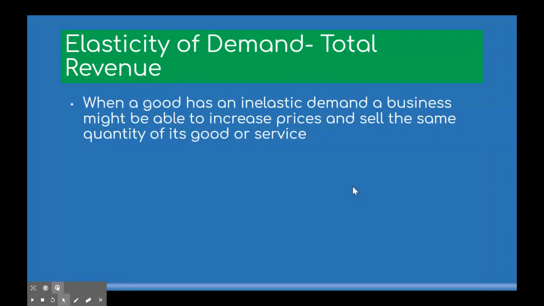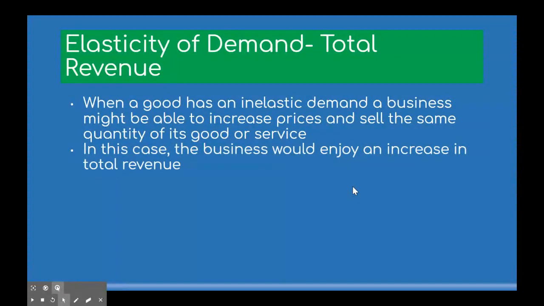When a good has an inelastic demand, a business might be able to increase their prices and sell the same quantity of its good or service. In this case, the business would enjoy an increase in total revenue because the people are still going to buy it, they're still going to demand it, and you've actually raised the price. So you would actually get more money coming in, which would be an increase in total revenue.